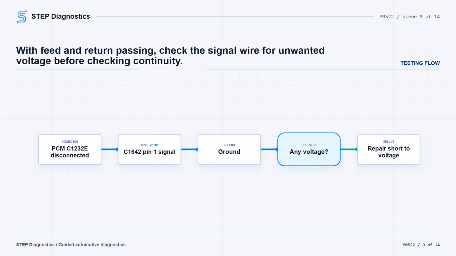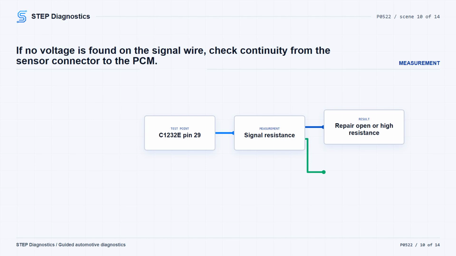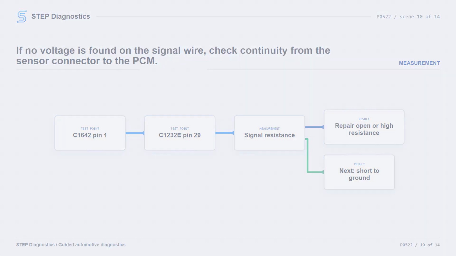If no voltage is present, turn the ignition off and check resistance between C1642 pin 1 and PCM connector C1232E pin 29. The signal circuit should be less than 3 ohms. If it is not less than 3 ohms, repair the open or high resistance circuit. If it is less than 3 ohms, check the signal circuit for a short to ground by measuring from C1642 pin 1 to ground.